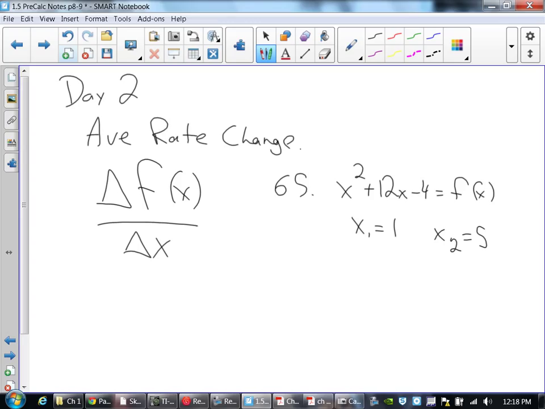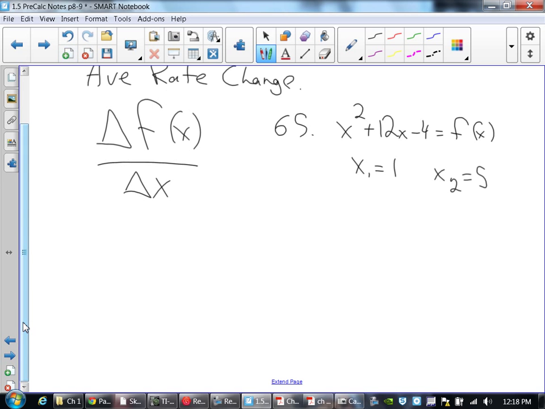So I know that I need to find the change in f of x. Well, in order to do that, I'm going to take f of 5 and subtract f of 1. x sub 2 would relate to y sub 2. y sub 2 is basically the same thing as f of x. It's the same idea. It's slope. Change in y, change in x.